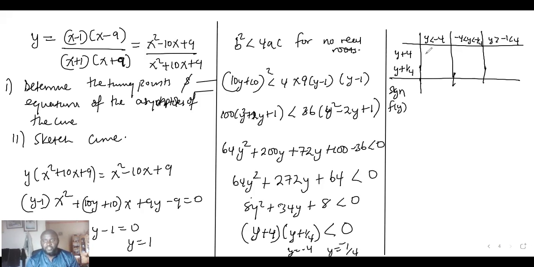So let's start: at -4 you get a negative. You get a negative. You get a what? At -5, negative. You get a positive. Between -4 and -3, -2: positive, negative, negative, positive, positive, positive. So the region where the curve does not exist is -4 less than y less than negative a quarter.